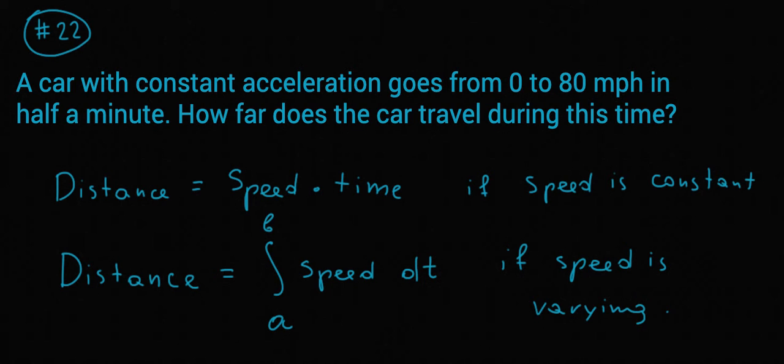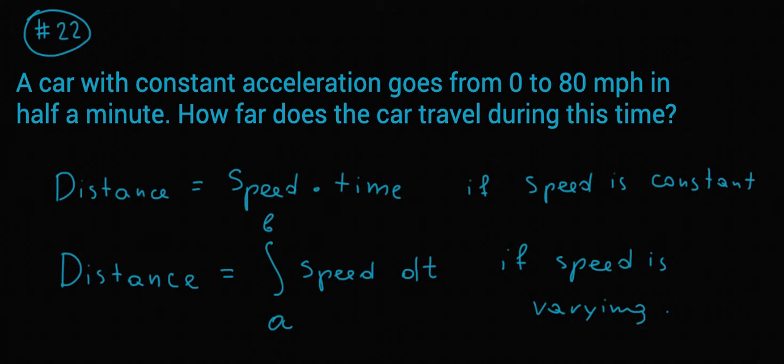In problem number 22, we need to calculate the distance traveled by a car that travels with constant acceleration, accelerating from 0 to 80 miles per hour in half a minute. Now you may remember the familiar formula which we use to calculate the distance traveled by an object, namely distance equals speed times time of travel.